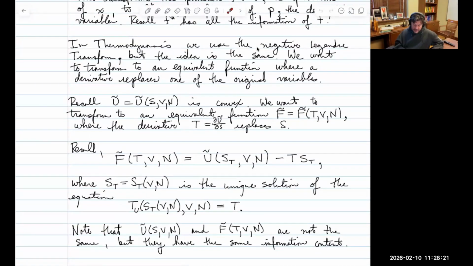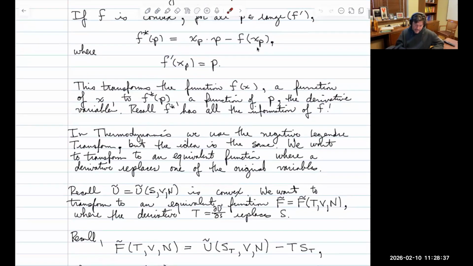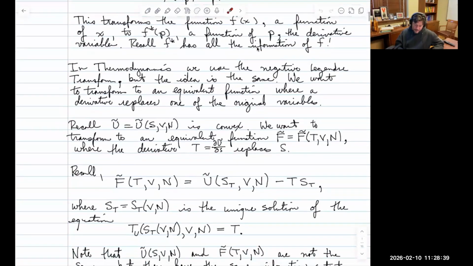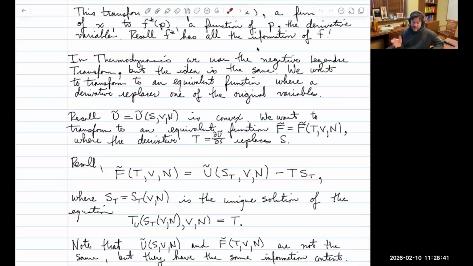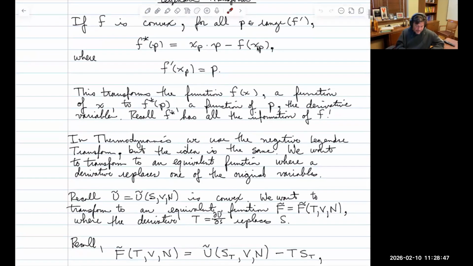So how do we do this? Again, we're using the negative. So if we use the negative, this plays the role of f. Previously, this was over here, and this product of variables was over here. So this is the variable that we want to change to. This plays the role of p that we had above. And S(T), this is the value of S at this value T, or the inverse of this, and that plays the role of x(p). Okay?